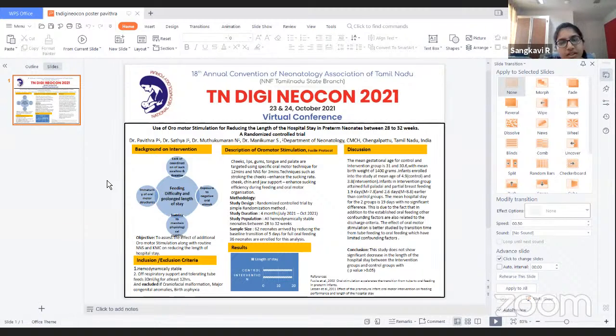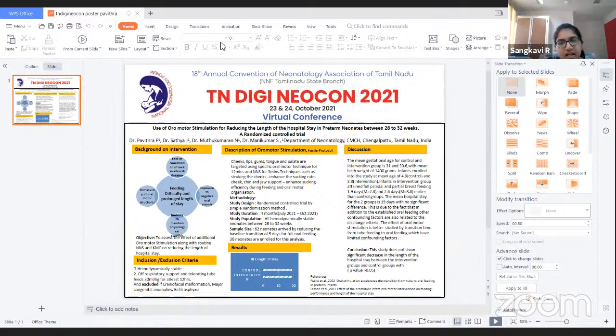I have used the oromotor stimulation proposed by the Fucile protocol. I have used this protocol because it is self-explanatory and does not need any formal training. In this protocol, a specific oral motor technique is used for stimulating the cheeks, lips, gums, and the palate for about 15 minutes. Many researchers have found that stroking the cheeks enhances the sucking rate, and chin and jaw support enhances the sucking efficiency of preterm neonates.